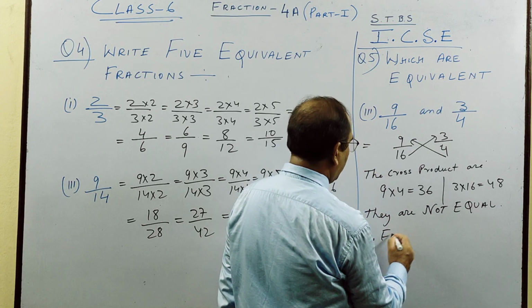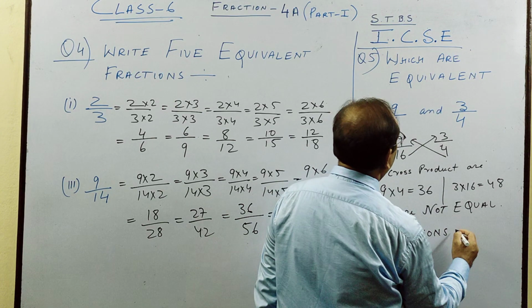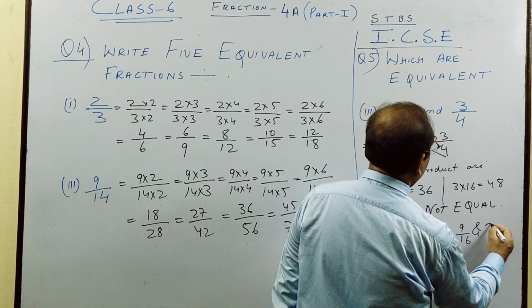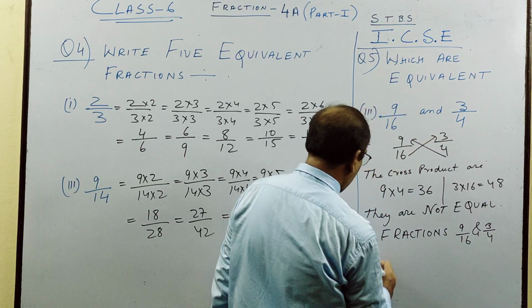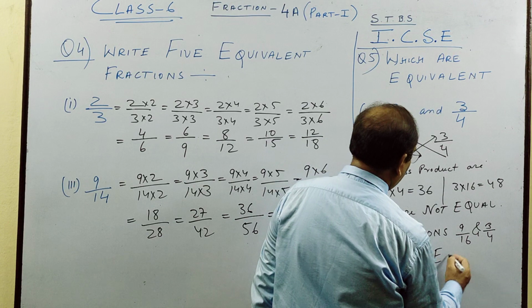Therefore, the fractions 9 by 16 and 3 by 4 are not equivalent.